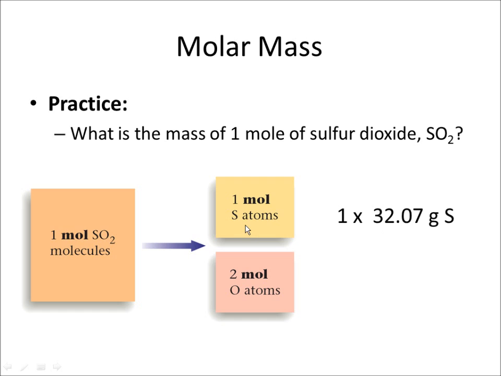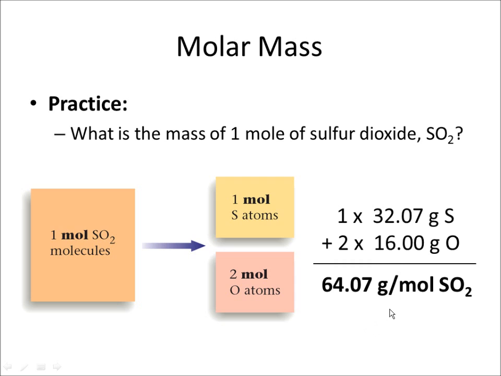So yeah, there's 1 mole of S atoms, so I'm just going to multiply 1 times the molecular mass of sulfur, and I'm going to add oxygen, and then I'm going to add it a second time, because there's 2 oxygens in there. And that gives me the molecular mass of sulfur dioxide. And I should probably change these units because they don't make sense; they should be grams per mole.